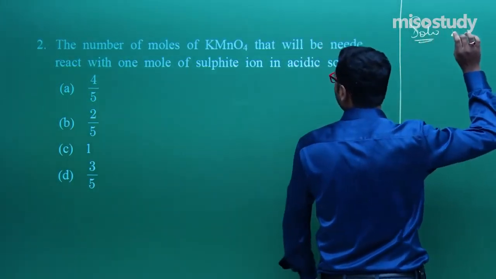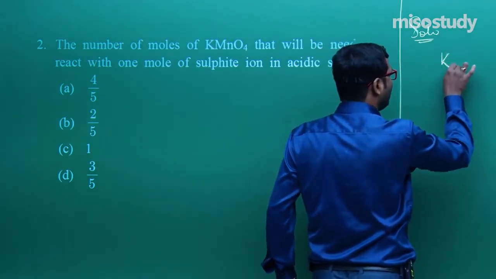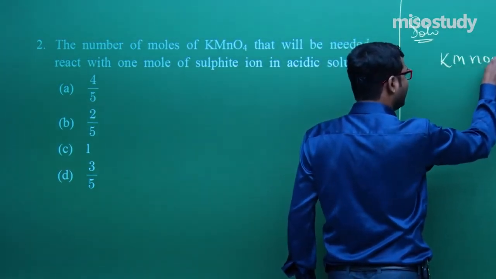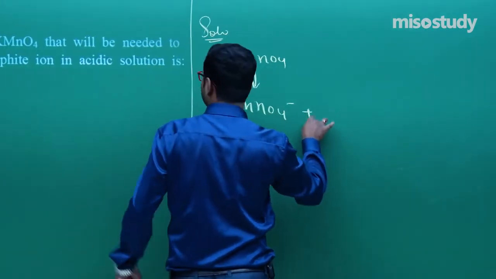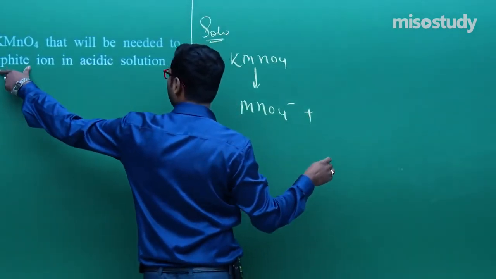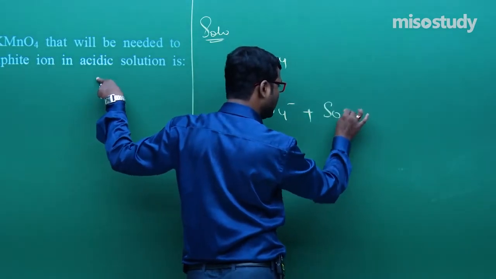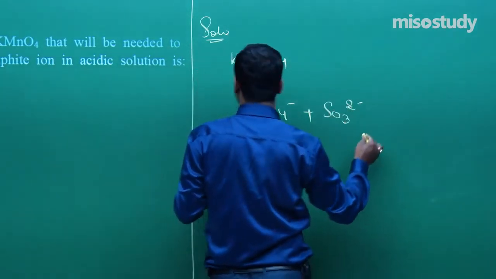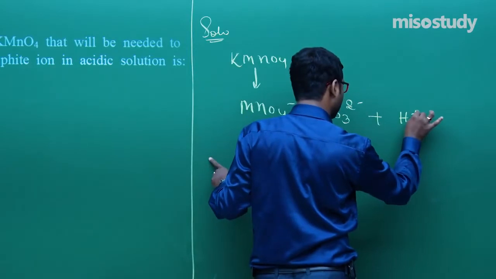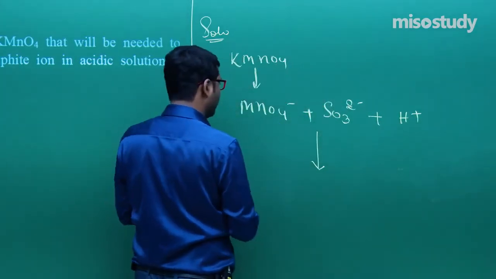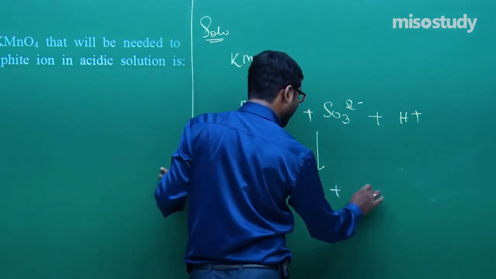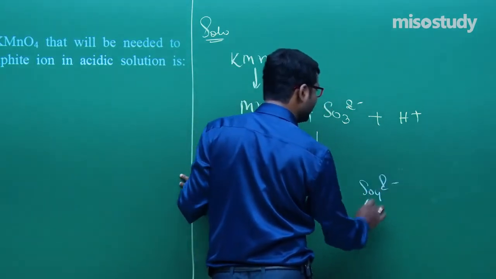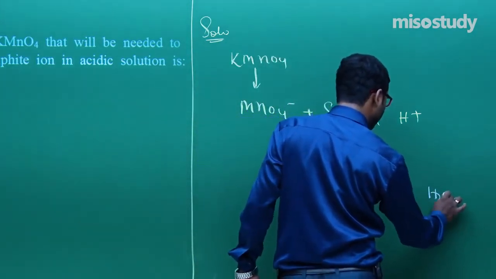What is given? KMnO4, that is MnO4 minus. That is the skeletal equation with sulfite ion, that is SO3 2 minus, and in acidic medium, that is H plus, that is H2SO4. It gives you certainly Mn2 plus, then SO4 2 minus, and then H2O.